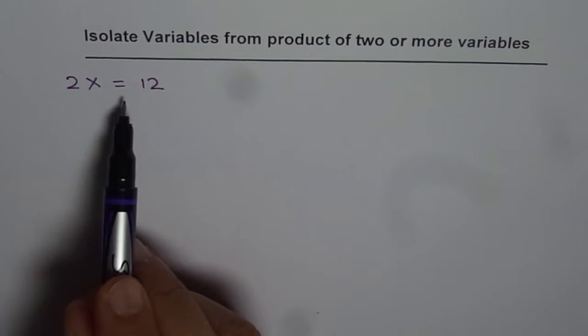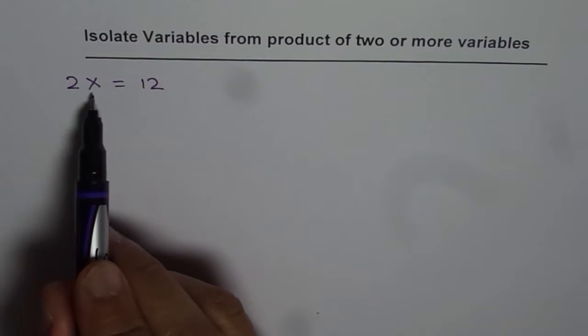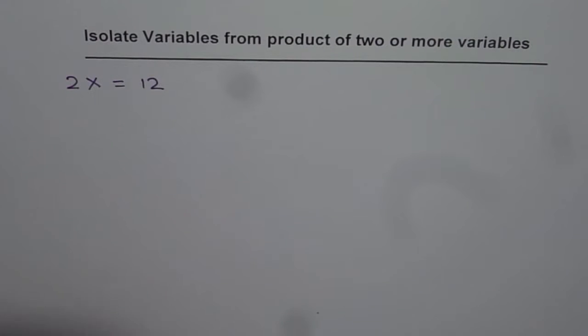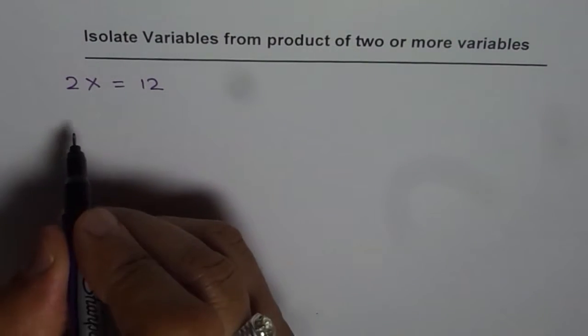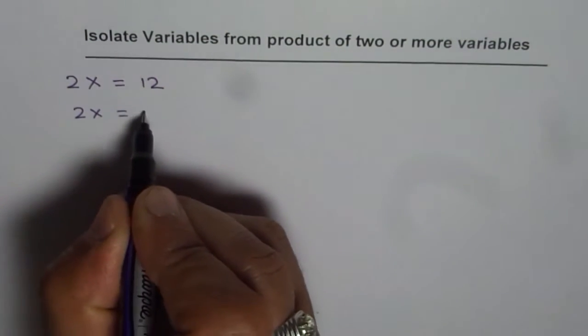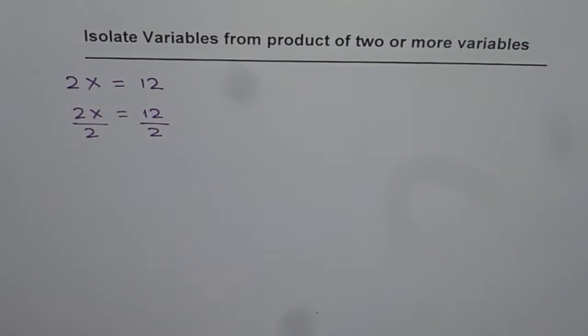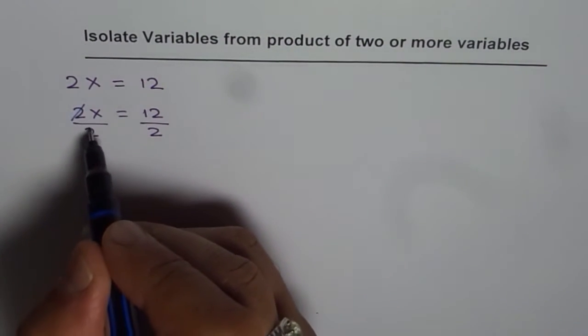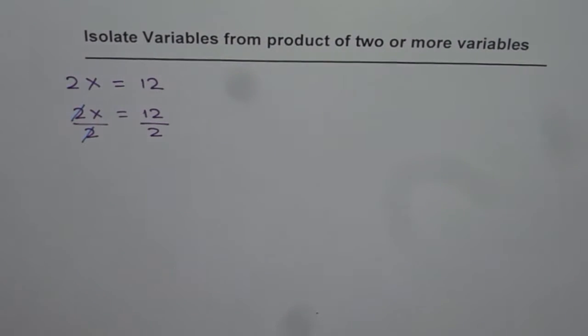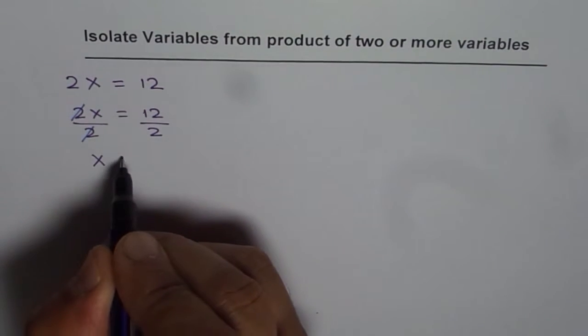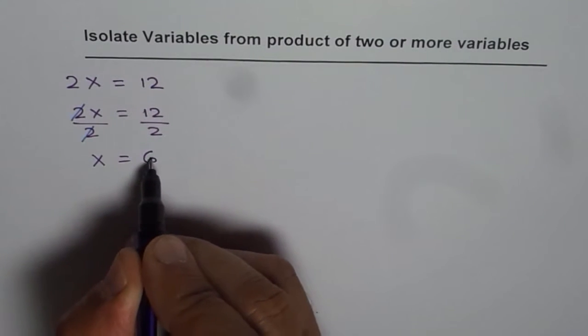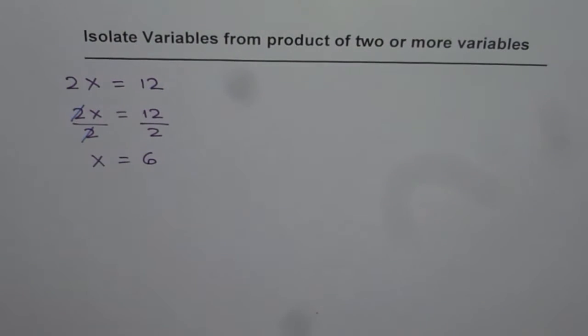Now if 2x equals 12, then x should be 12 divided by 2. How do we get it? We actually divide both sides by 2, right? So what we do at this stage is that we write 2x equals 12 and divide both sides by the number 2. The reason is that we want to somehow isolate x on this side. So 2 and 2 cancel out and we get the value of x, which is x equals 12 divided by 2, which is 6. Correct? So that is how we isolate variables.